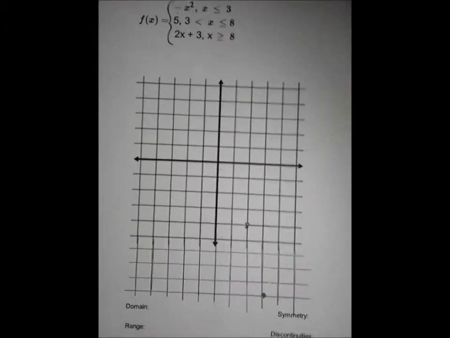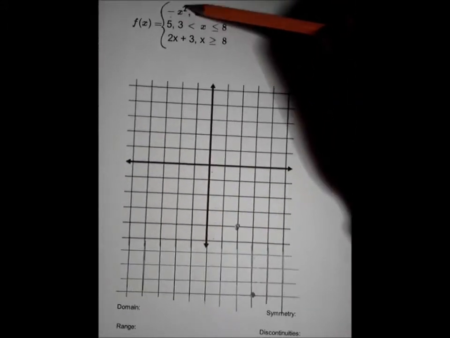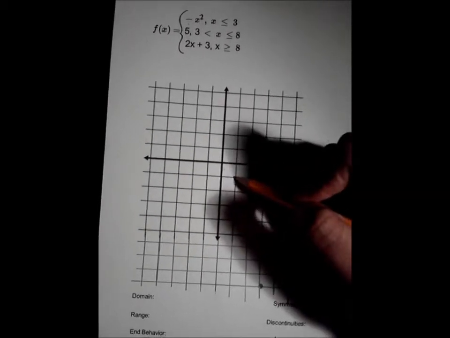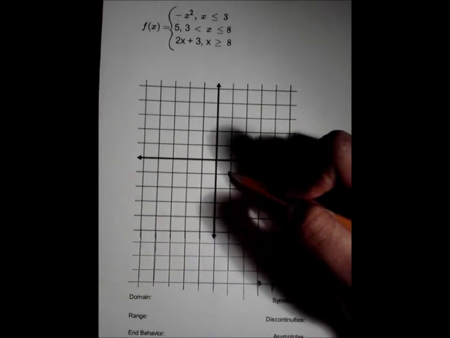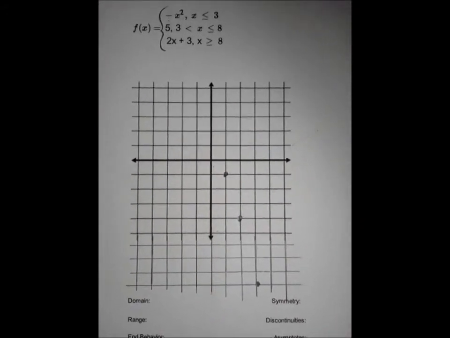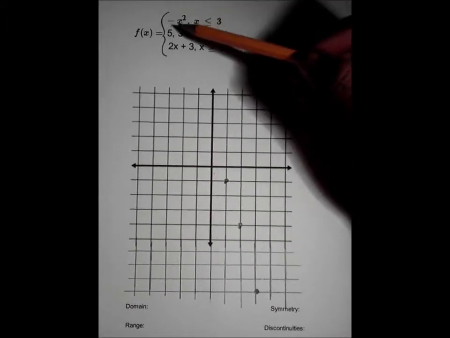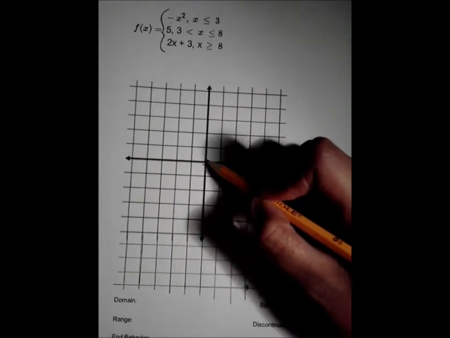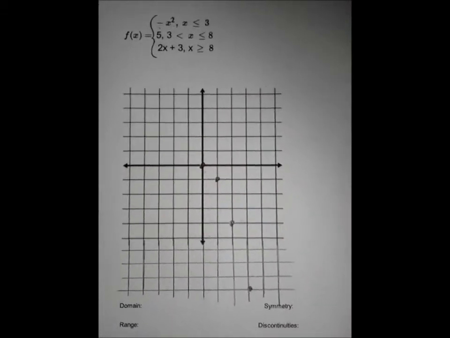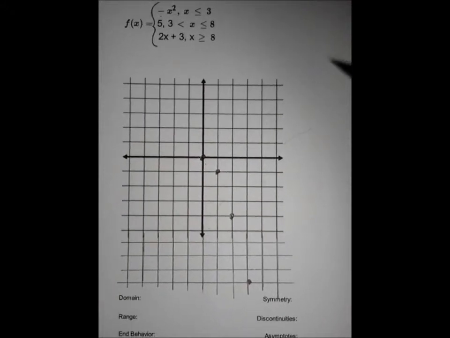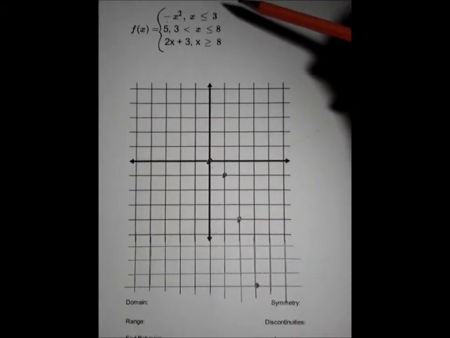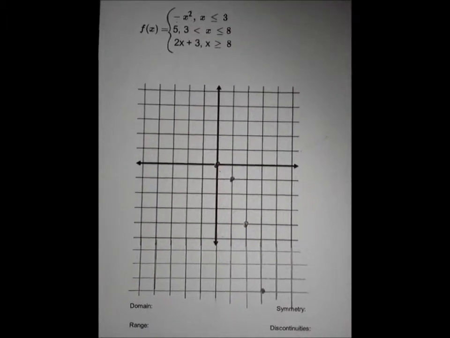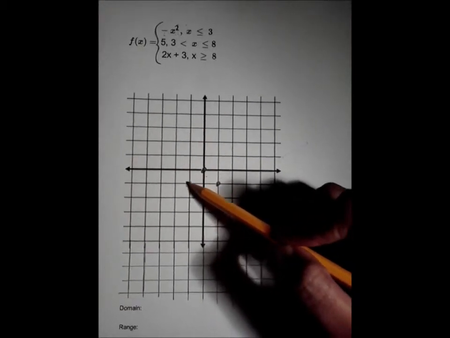Next, you're going to choose the number 1. 1 squared is 1, and you add a negative, which will be negative 1. So at 1, you'll be at negative 1. Next, you're going to do 0. 0 squared is 0. With the negative it's still 0, so at 0 it'll be 0. Next, you're going to do negative 1. Negative 1 squared is 1, and you add the negative, which will be negative 1. At negative 1, it'll be negative 1.